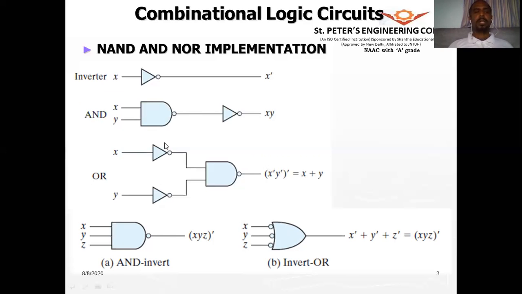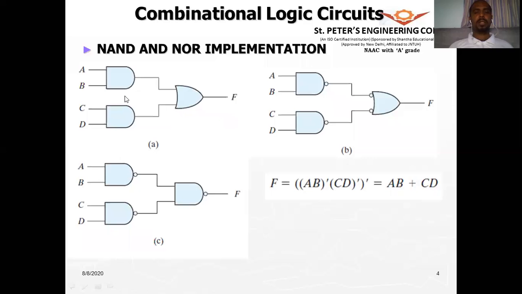Okay. Now let us see how we can realize a simple function. This is function F, which is nothing but AB or CD. That means this is an AND gate. The output of this AND gate is A and B, and the output of this AND gate is CD. So this is an OR gate. So F will be equal to AB plus CD.